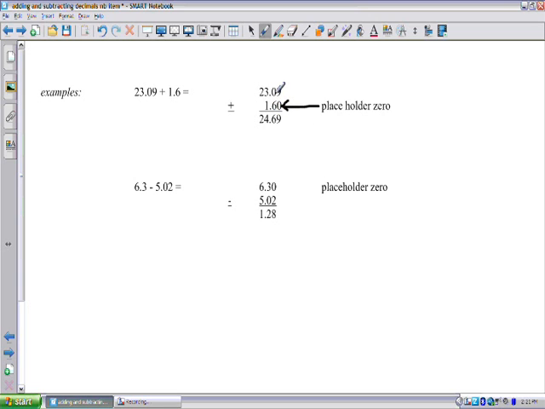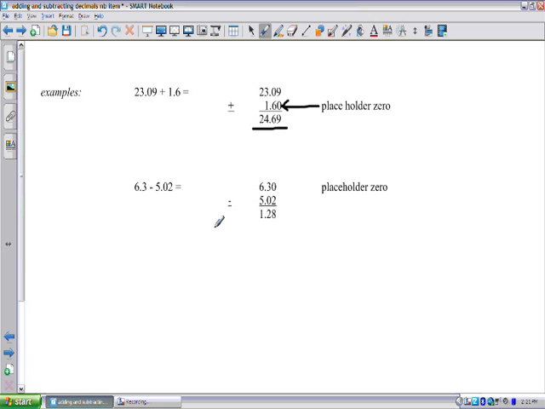So my decimal points are the same. I got my 6 tenths lined up with my 0 tenths from here. I got the 9 hundredths. I didn't have anything there, so I put the placeholder 0 in. I line up my tens and my 1. And then I simply start on the right-hand side and work my way left. 9 plus 0 is 9. 0 plus 6 is 6. Bring my decimal point right down. 3 plus 1 is 4. 2, and there's nothing there, so we just bring the 2 down. We get an answer of 24 and 69 hundredths.